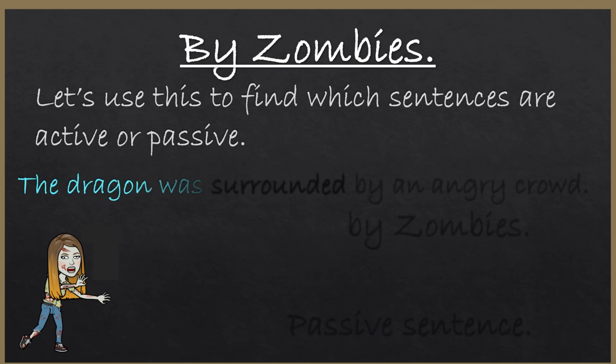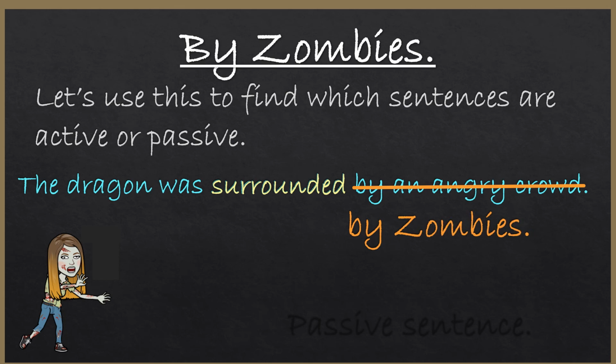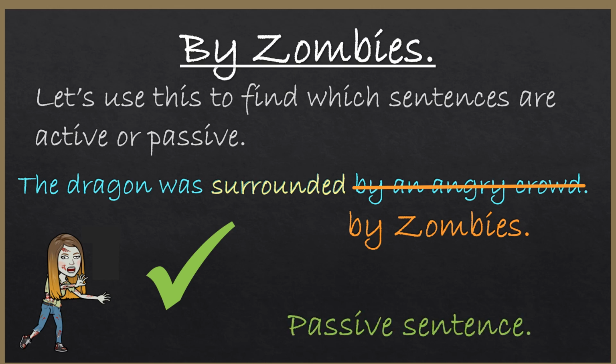And another. The dragon was surrounded by an angry crowd. Where's the verb in this sentence? I didn't hear you. Well done, it's surrounded. Remember, cancel anything off after. Replace it with by zombies. Does it make sense? The dragon was surrounded by zombies. Once again, a really funny sentence, but it still makes sense. So the original sentence, the dragon was surrounded by an angry crowd, is a passive sentence. Well done.